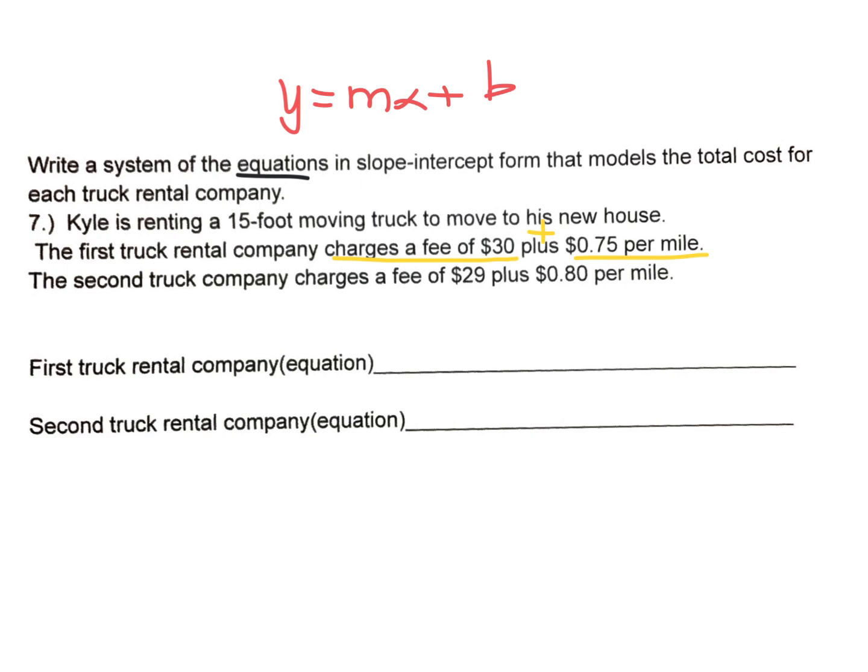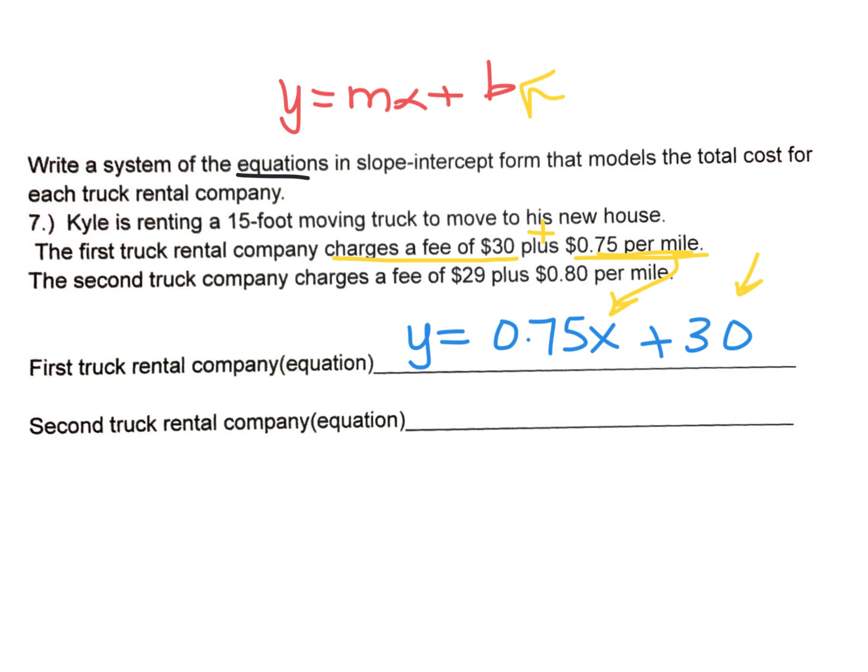So they're going to charge that fee up front. That's our B, that's our initial value. And then they're going to also charge 75 cents per mile. That's our slope, which is also the rate that they're going to charge. So my formula looks like this. The initial fee, that $30 charge, is the intercept, and the per mile is the rate or the slope.